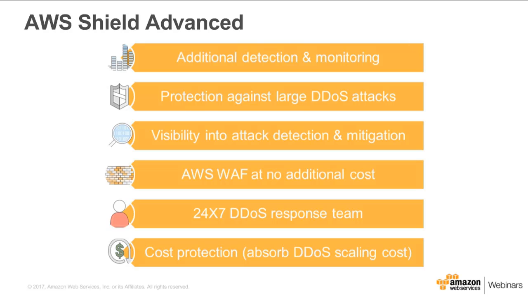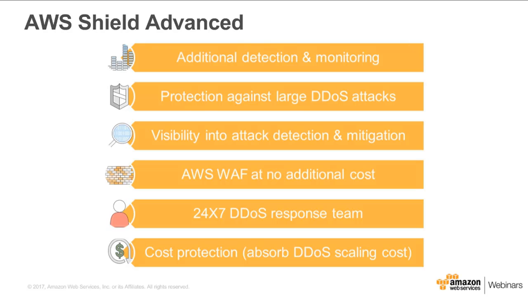You also receive access to a 24/7 DDoS response team. So if you don't want to create your own rules, or if you just need additional help understanding the attack, or need additional help placing new mitigations, you can call up the AWS DDoS response team and get very prompt assistance. And lastly, we provide you with cost protection.